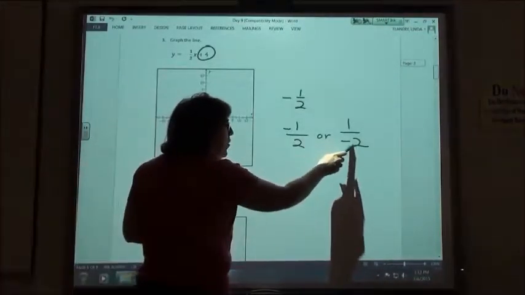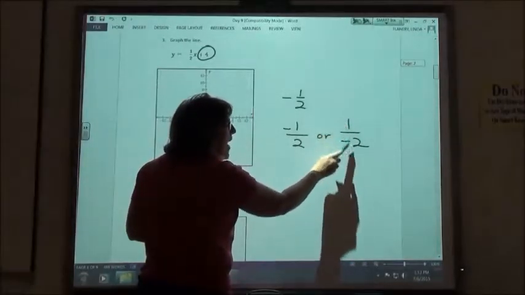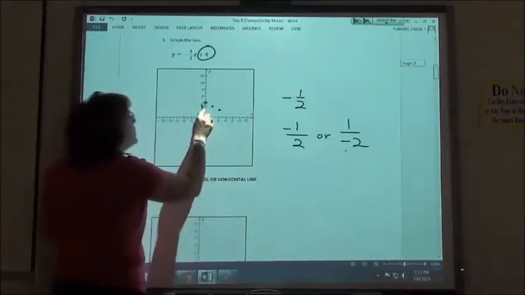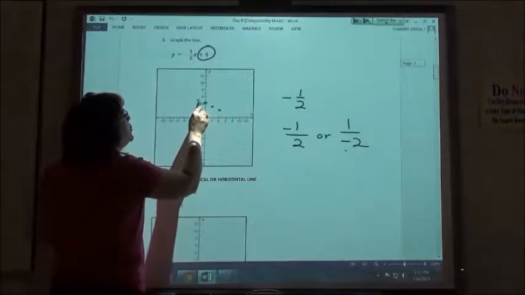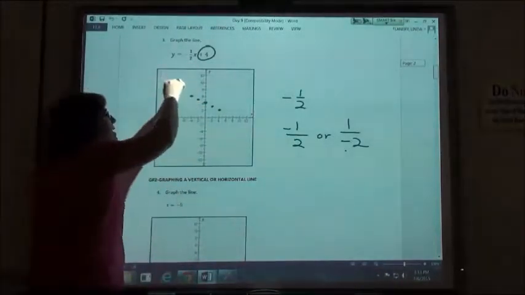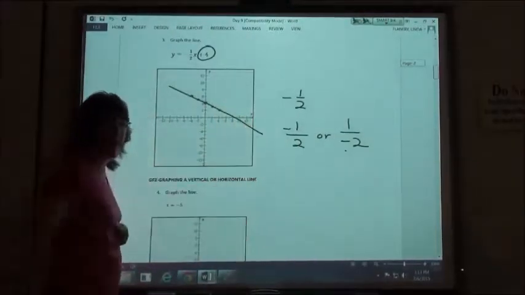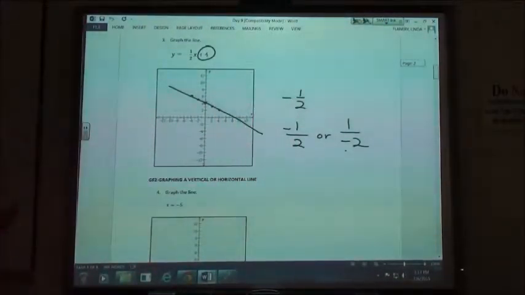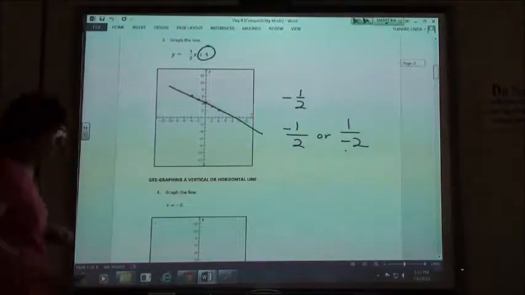If I did it this way, I would go up 1 and 2 to the left. So up 1 and backwards 2, up 1 and backwards 2. You can see my dots still all line up. As I connect the dots, I'm going downhill because my slope is negative and my y-intercept was at 4.